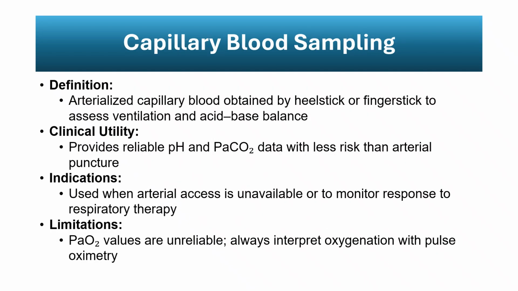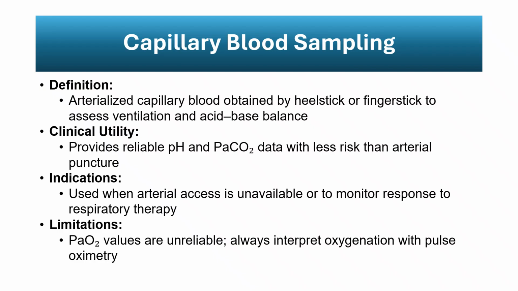Capillary blood sampling provides a practical method to assess ventilation and acid-base balance when arterial access isn't available. The goal is to obtain arterialized blood from a warmed, well-perfused capillary bed to approximate arterial pH and CO2. The sample is drawn from a heel stick, or, in older infants, a finger stick. Because the technique relies on arterialization, site preparation directly affects accuracy. Proper warming increases local blood flow and reduces the venous component, allowing results to reflect alveolar ventilation more closely.